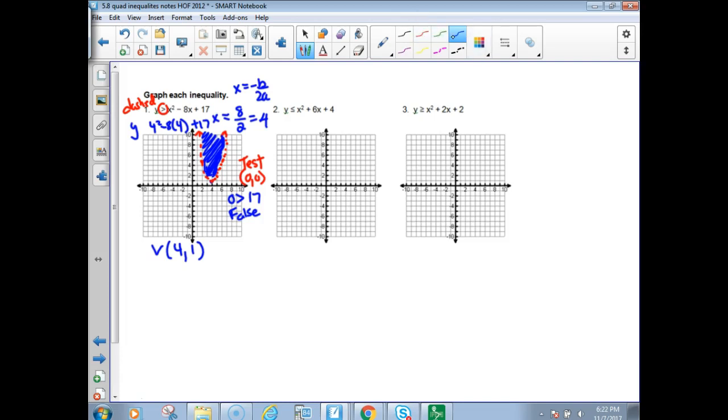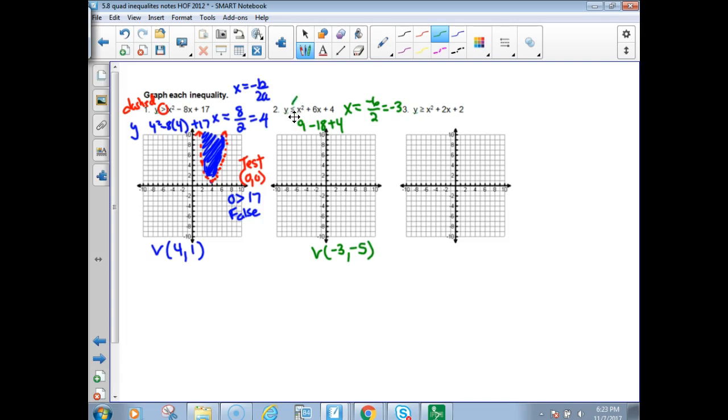Okay, number 2, another example. Since this is in standard form, we're going to do x equals the opposite of b, which is -6, over 2 times a, which is 2, which gives us an x value of -3. So we've got a vertex at -3 something. Substituting -3 back in here to get the y value, we're going to have 9, since -3 squared is 9, minus 6 times -3, which would be 18, plus 4. That is -9 plus 4, which is -5. So we've got a vertex at (-3, -5).